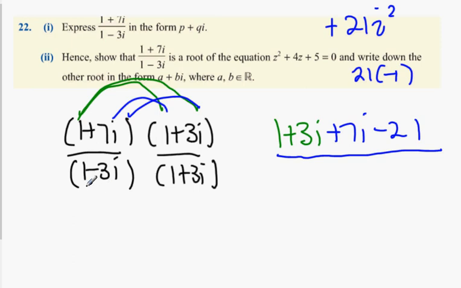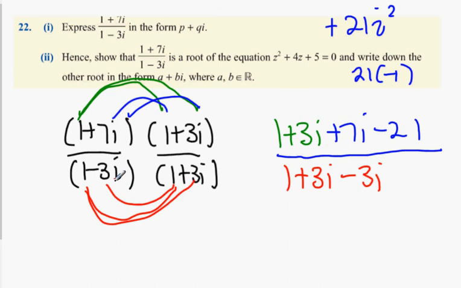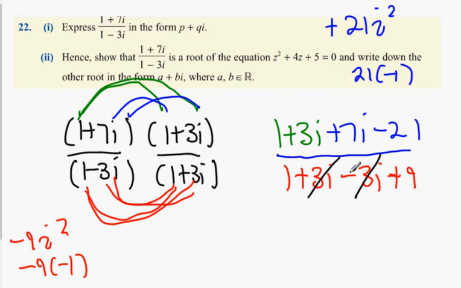Okay, next one then, 1 by 1 is 1. By 3i, plus 3i. And then this one here, minus 3i. Then after that, minus 9i squared. We'll put the 9i squared to the side for a minute. Minus 9i squared is minus 9 times minus 1, which gets us plus 9. Now what should always happen is the middle part should cancel off, which it does.